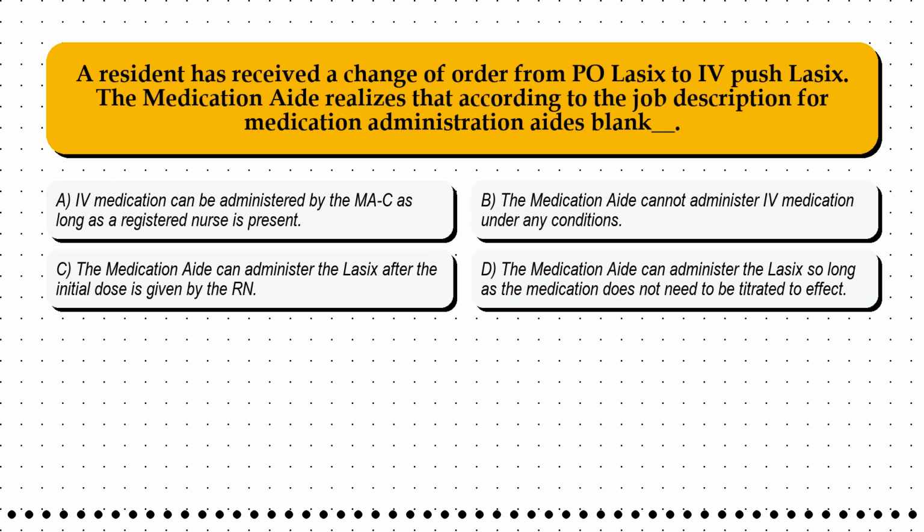Question 301. A resident has received a change of order from Lasix to 4-push Lasix. The medication aide realizes that according to the job description for medication administration aides blank blank. Option A, 4 medication can be administered by the MACE as long as a registered nurse is present. Option B, the medication aide cannot administer 4 medication under any conditions. Option C, the medication aide can administer the Lasix after the initial dose is given by the RN. Option D, the medication aide can administer the Lasix so long as the medication does not need to be titrated to effect.